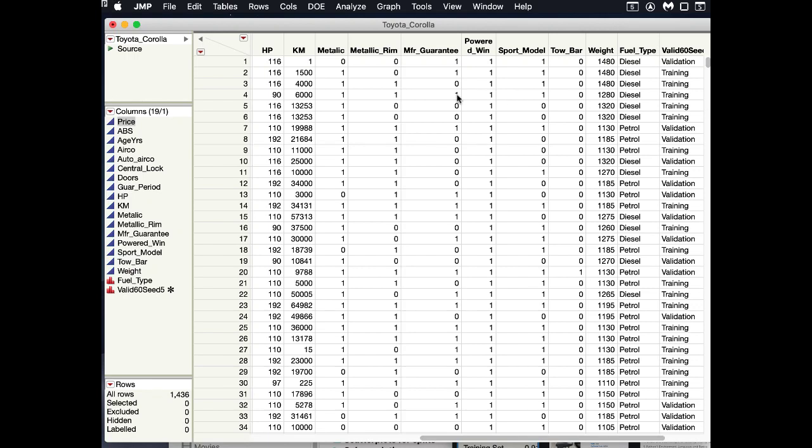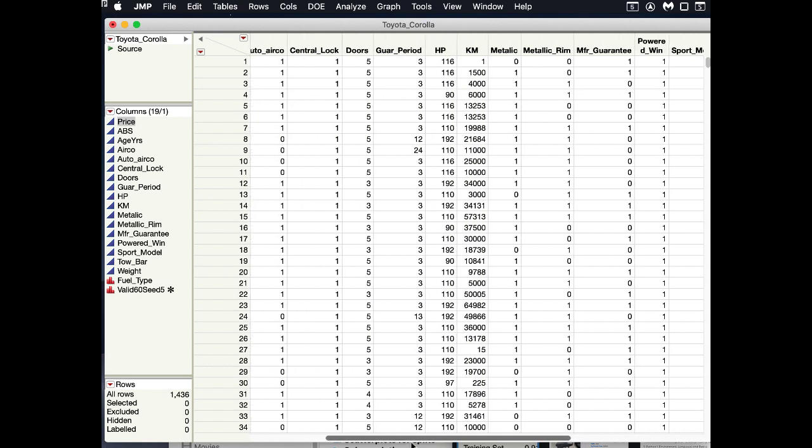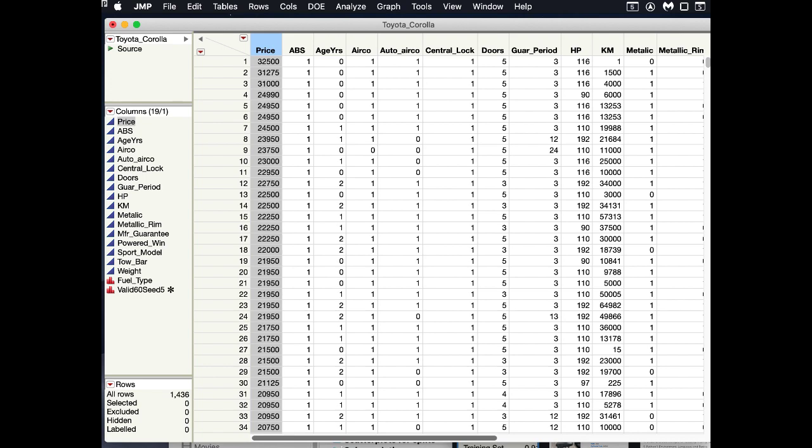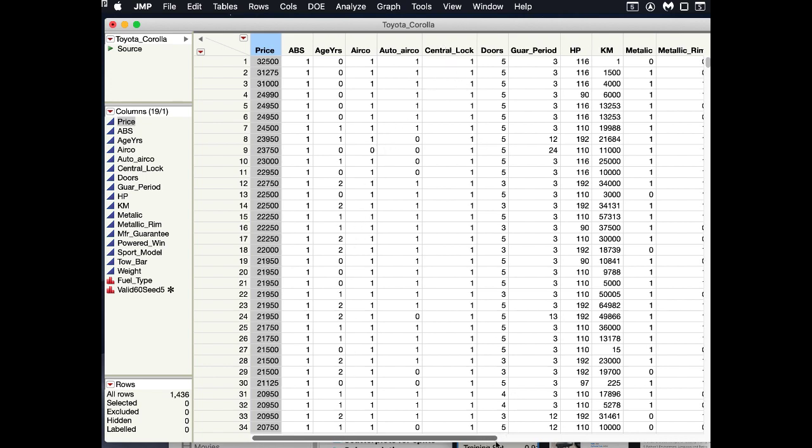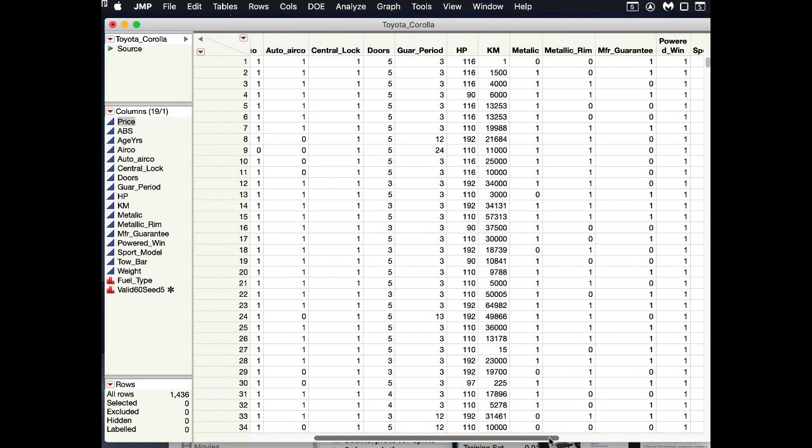All right, so here we are with our Toyota Corolla data, and I want to show you a relationship in the data. We'll notice right here that we have central locks, and then we also have power windows. If you have central locks, for the most part, you have power windows as well. And so there's a relationship between central locks and powered windows.